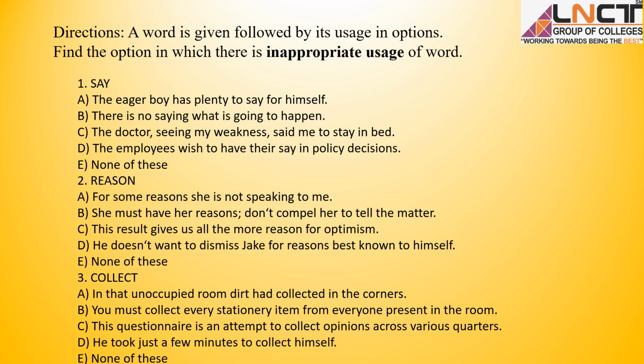B. There is no saying what is going to happen. Now, there is no saying is a phrase that means that no one can say, or no one can know what is going to happen next. The word saying can be replaced by there's no knowing or there's no telling, and still the meaning would be the same. So the sentence there is no saying what's going to happen is absolutely fine.